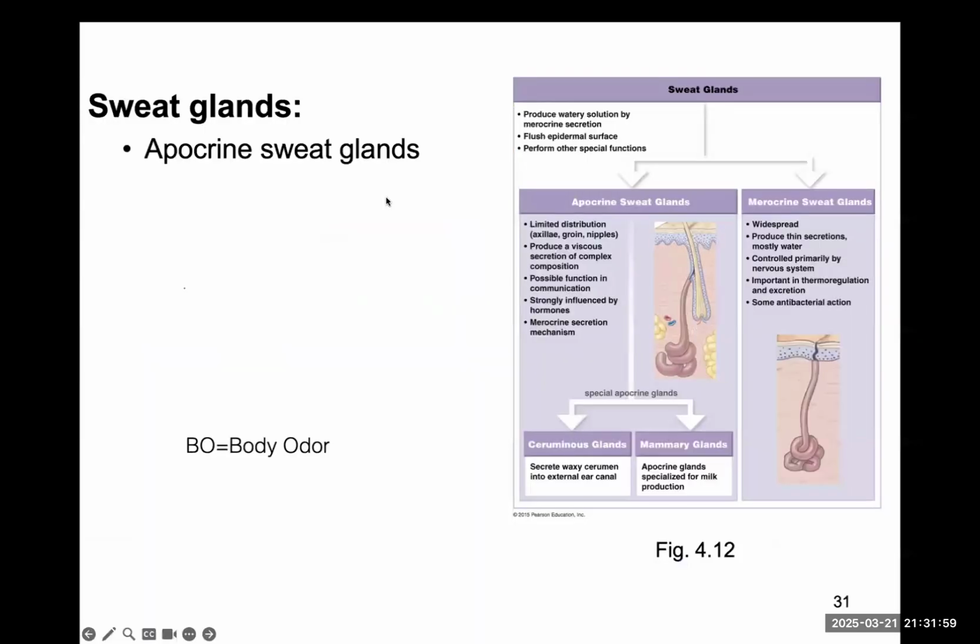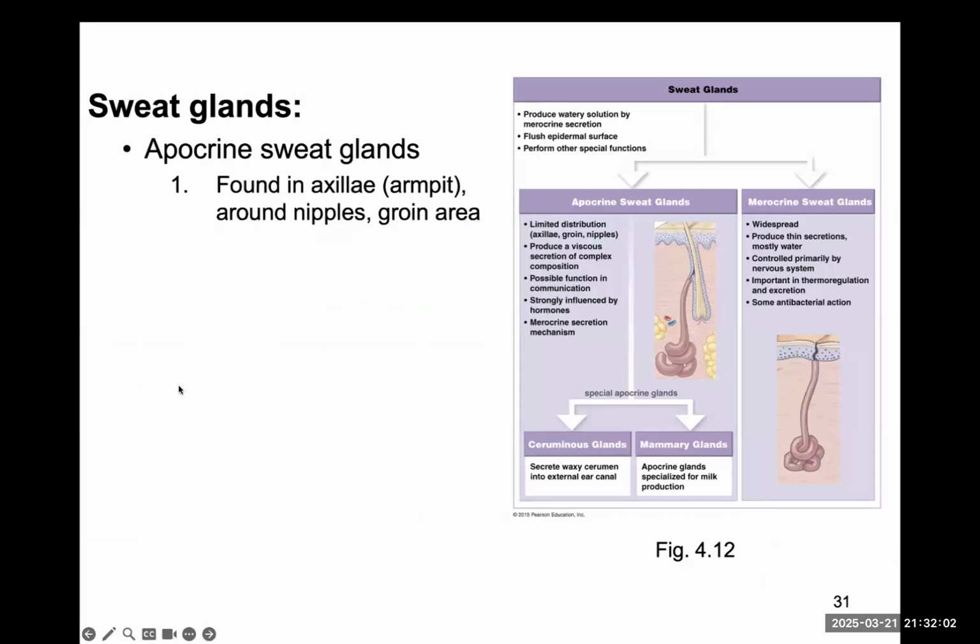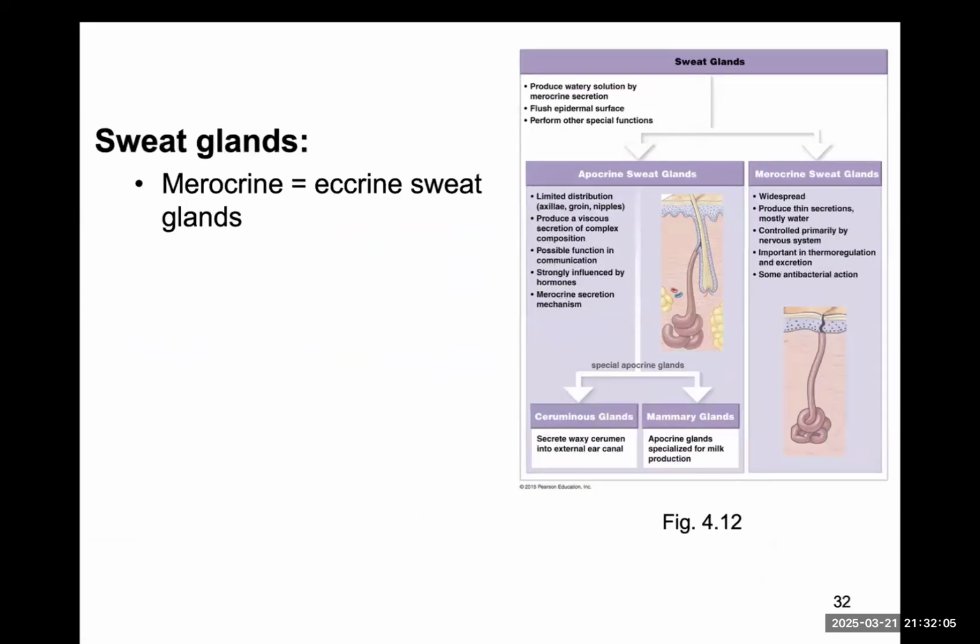And then there is another type of gland that's called merocrine gland. They're also known as eccrine sweat glands. This is the old name, and you need to know both. So you need to know they're called merocrine or eccrine. Merocrine glands are found everywhere in the body. So remember, the apocrine glands were found in the axilla area, nipple area, and the groin area, but merocrine glands are also found in other places. So basically, the merocrine glands are found everywhere. Apocrine glands are only found in the armpit, the groin, and the nipple area.